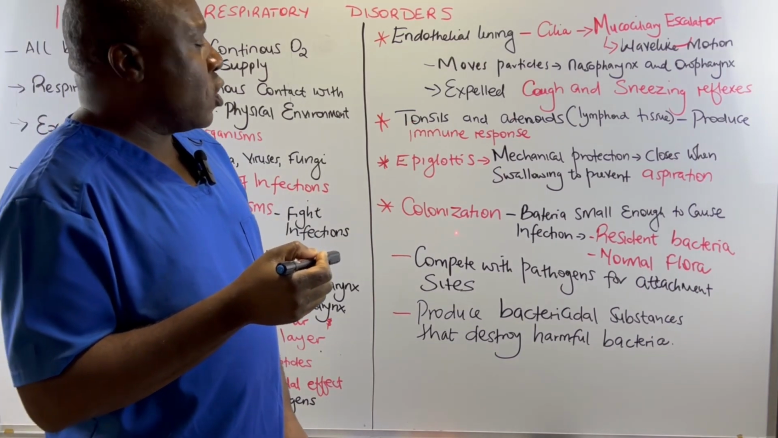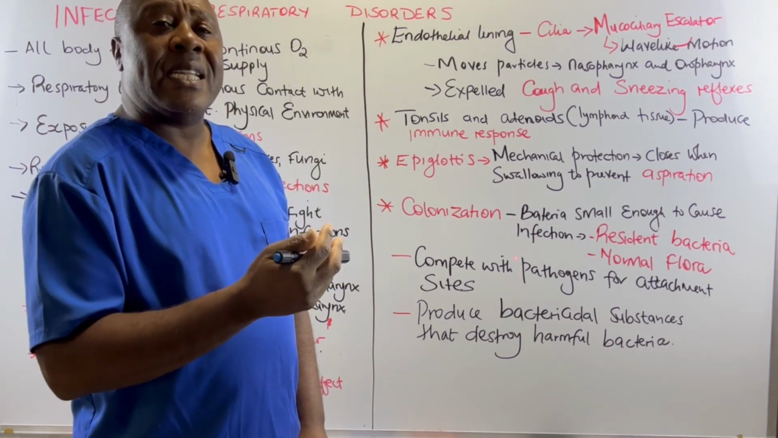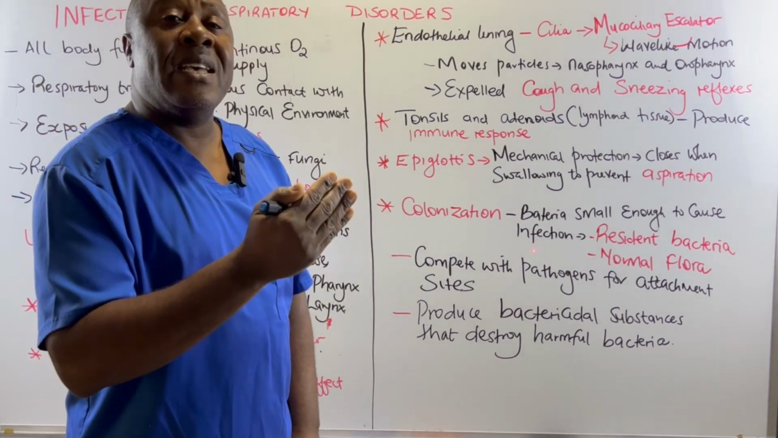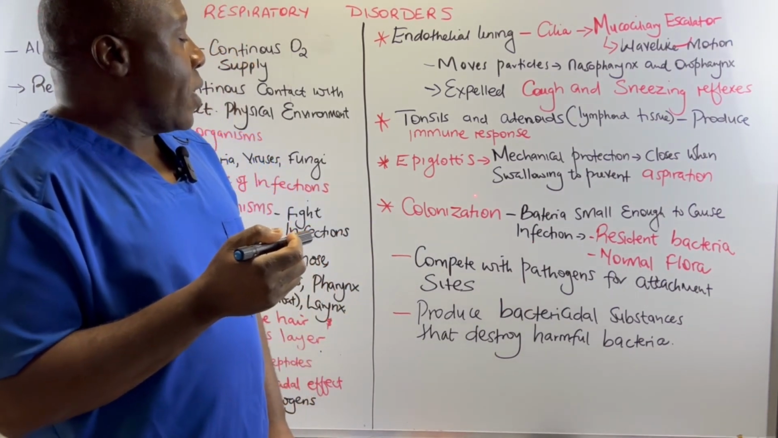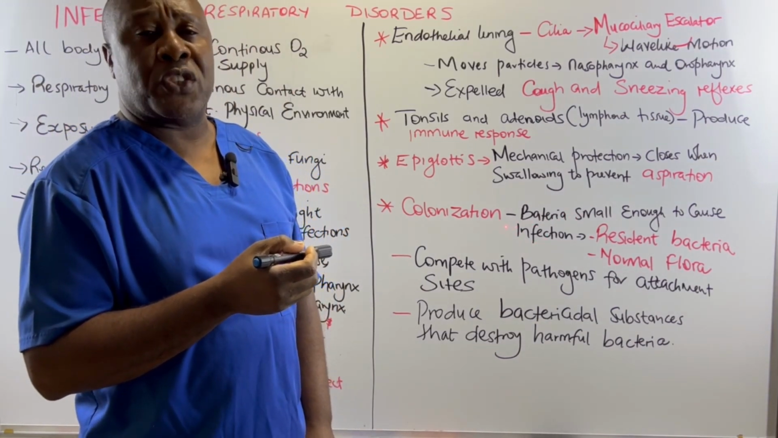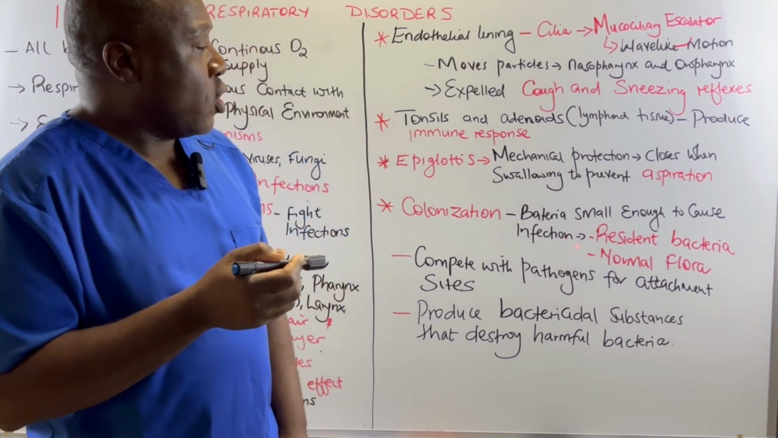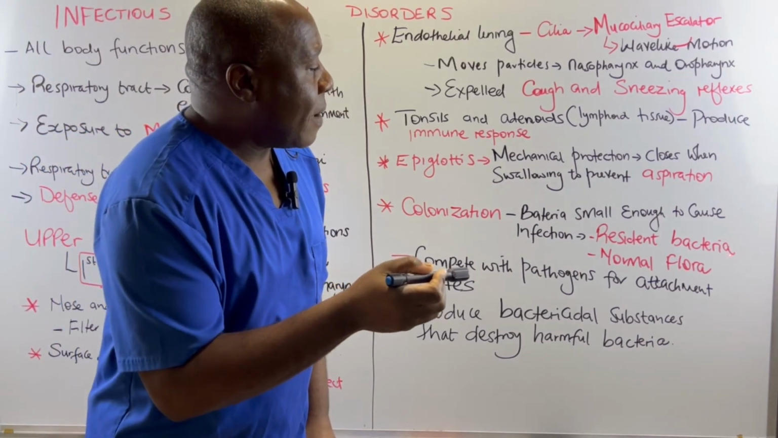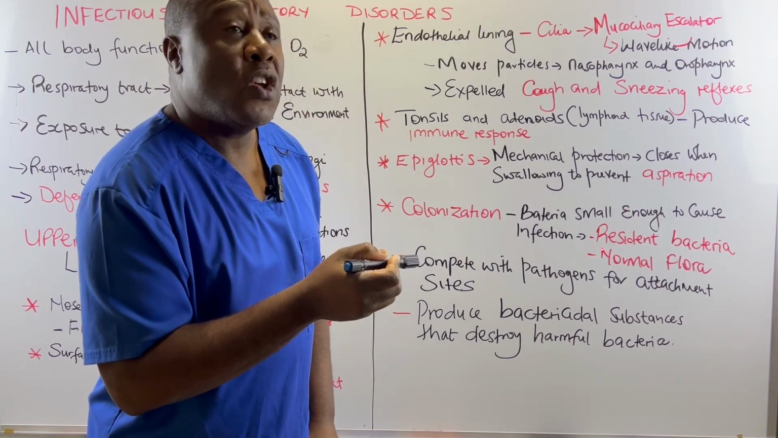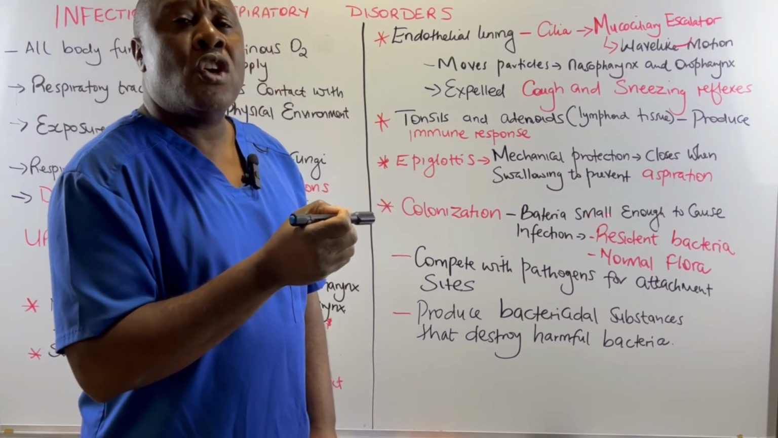And then we have what we call colonization. Colonization refers to the process through which bacteria reside in the respiratory system. Now, we have bacteria which is too small to cause any infection, and this bacteria is resident in the respiratory tract. We normally call it resident bacteria or normal flora. This is bacteria in the upper respiratory tract which does not cause any infection. Why? Because it is very small to cause an infection.